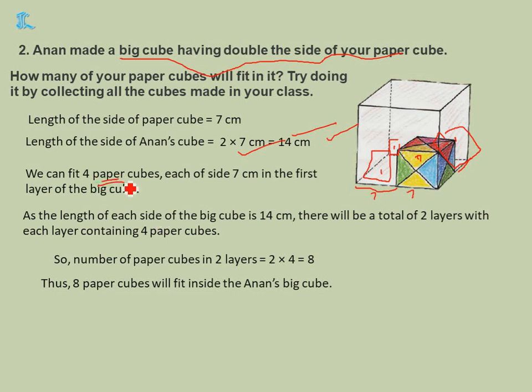4 paper cubes I can use. As the length of each side of the big cube is 14. Now what is the length? Length is 14. There will be a total of 2 layers, with each layer containing paper cubes. Again, one more layer I can place on top. Yes or no? So the number of paper cubes in 2 layers is equal to down 4 and up 4. That is 2 into 4, 8.